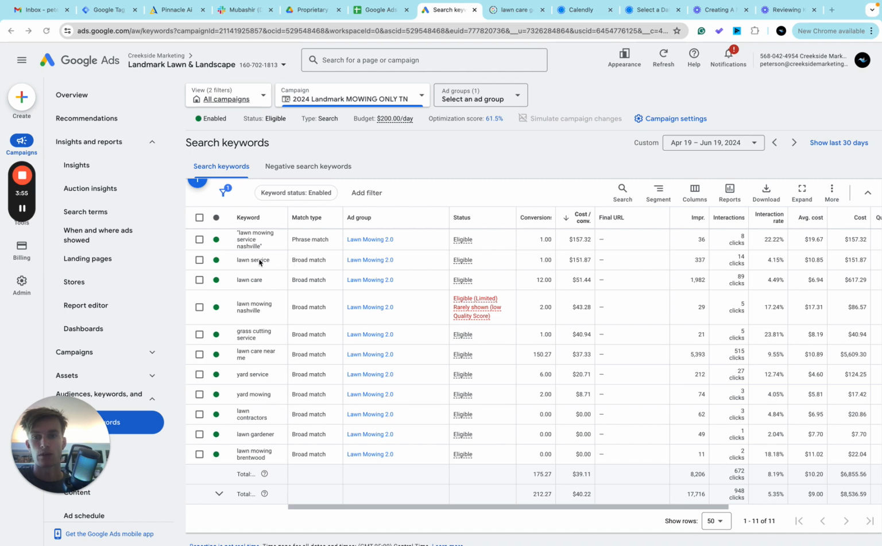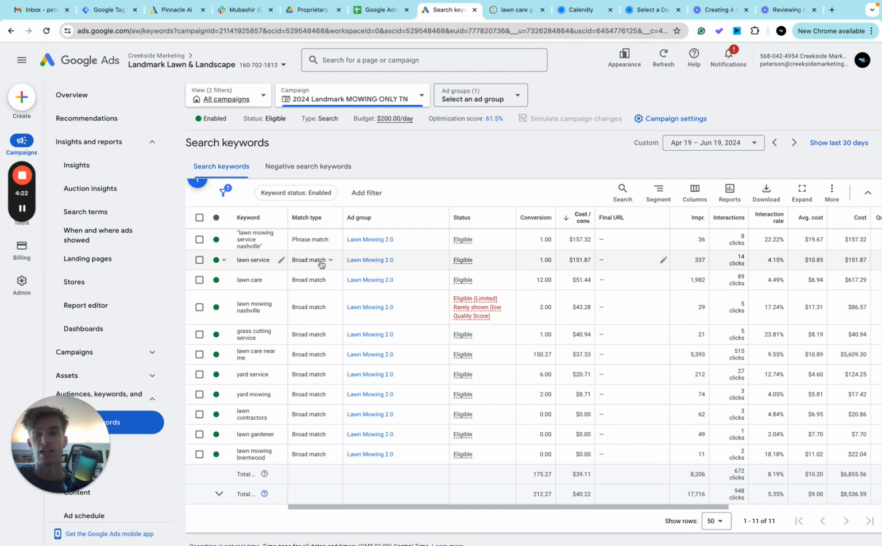In the case of this lawn service broad match keyword, this is something that we will definitely pause and we won't reuse anywhere because, as you can see here, it's gotten a lot of impressions. It's got a relatively low interaction rate. We can see the average for the ad group is around 8%. This one is half of that. And it's gotten a statistically relevant number of clicks and impressions for us to confidently say that the cost per conversion for this keyword is just too high.